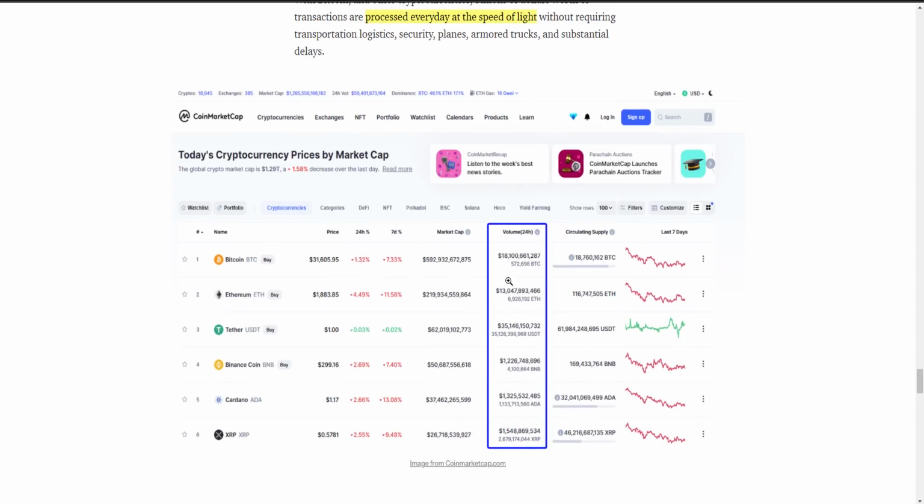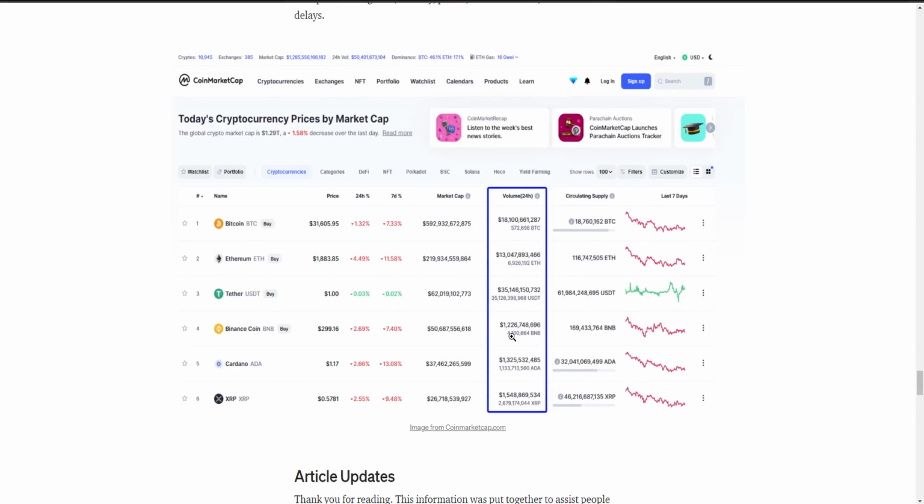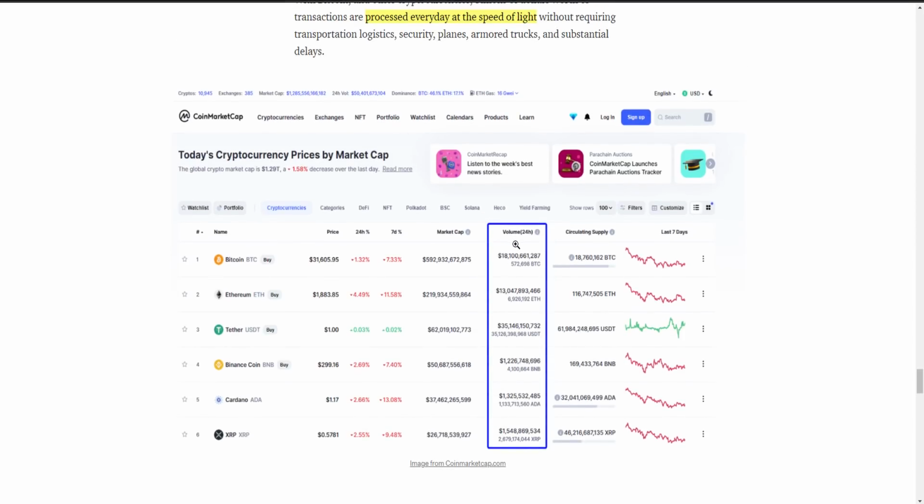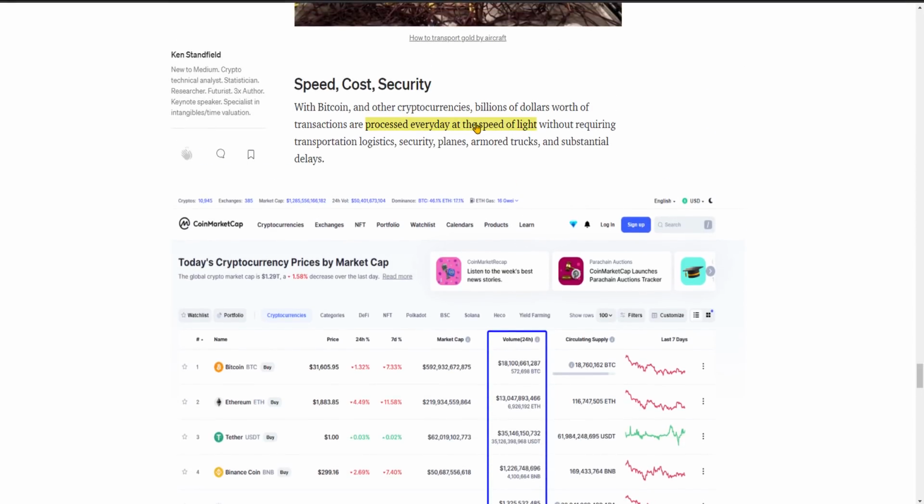Look at this volume, $18.1 billion. This is just from now in Bitcoin volume over the past 24 hours. Ethereum, 13 billion. Tether, 35 billion. Binance Coin, 1.2 billion. Cardano, 1.3 billion. XRP, 1.5 billion. This is a lot of money floating around the cryptocurrency ecosystem. It's really important to understand this is all occurring at the speed of light.